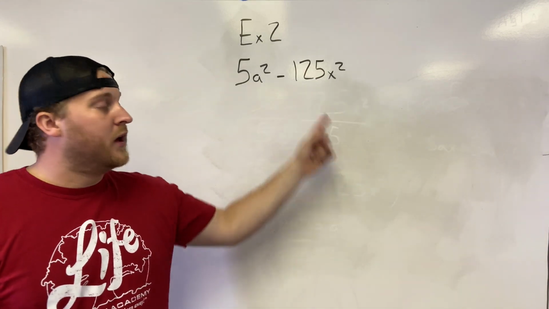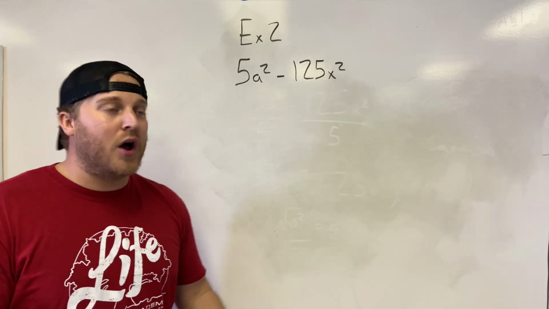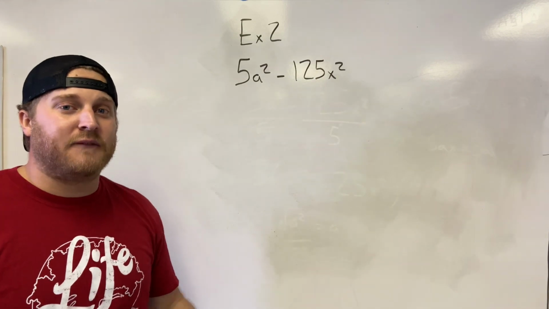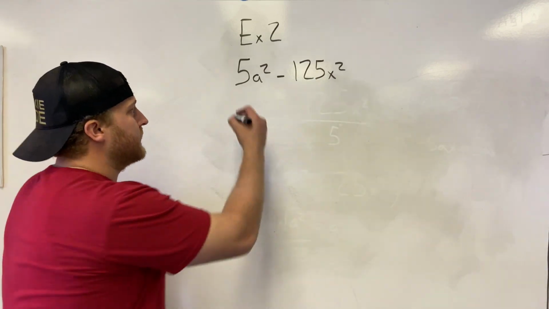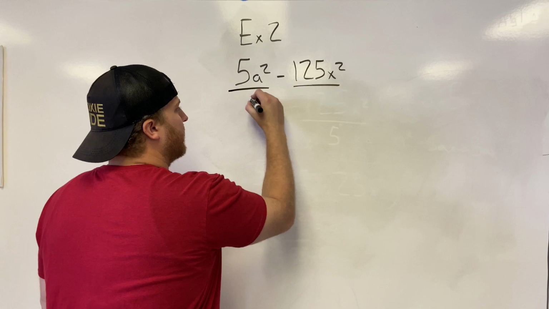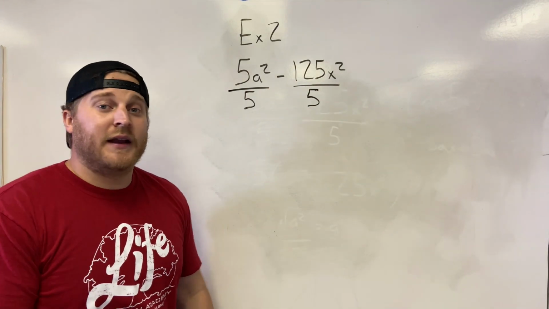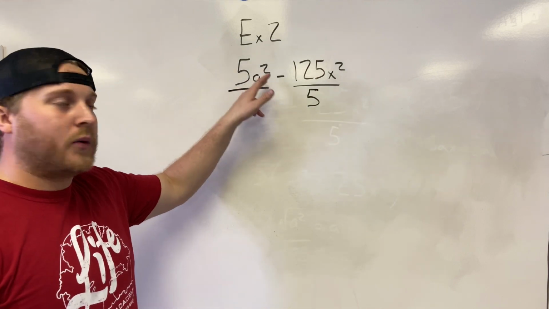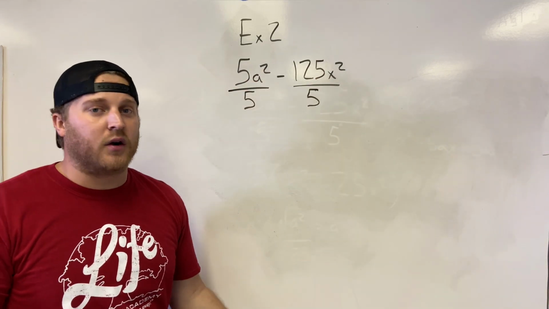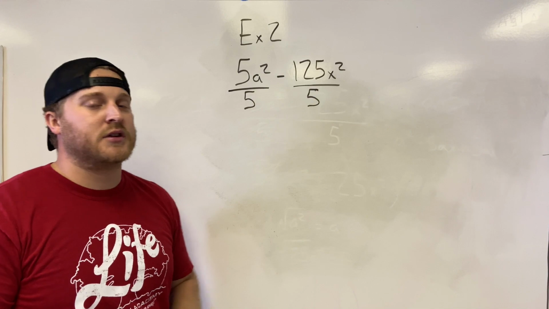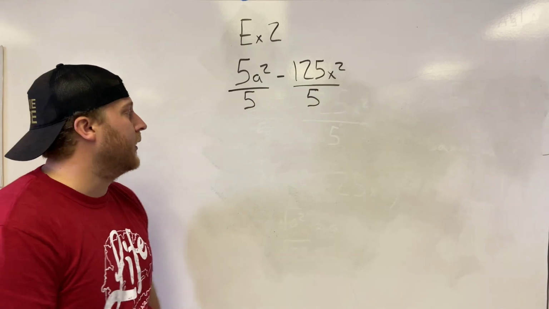So looking at this, let's look at our numbers first. I have 5 and 125. And I know, because this ends in a 5, that 5 can be divided into both of these. So we're at least going to be factoring out 5. Now let's look at our variables. We have a squared and x squared. Now these aren't common. A and x are different, so we can't factor out any of our variables.